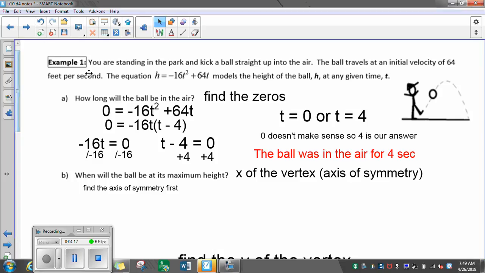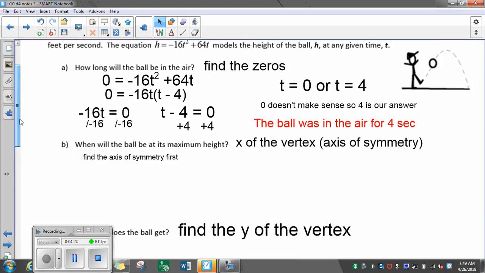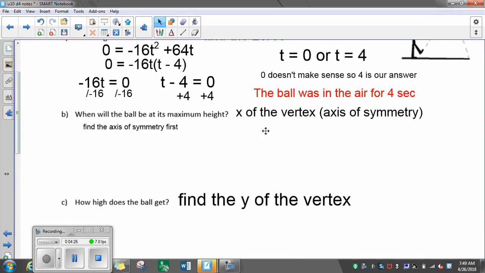I know it's seconds because they said it's traveling at feet per second. So height is in feet and time is in seconds. T, when will it hit? So I'm trying to find the axis of symmetry. So I go ahead and do just negative b over 2 times a. I only had a b and a, so it worked out really nicely. I get negative 64 over negative 32. X equals 2. That's my axis of symmetry. That's my x value for the vertex.